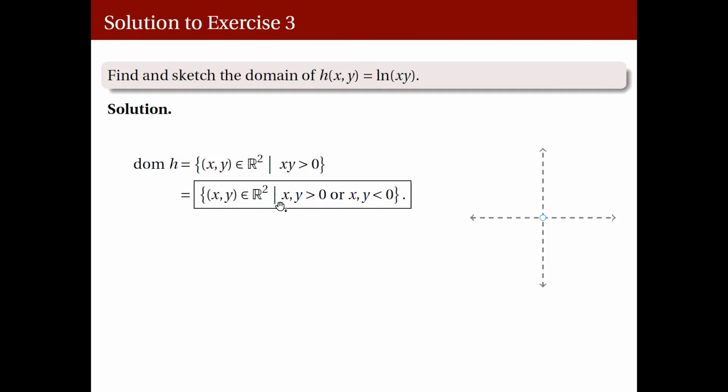And finally, we have x and y greater than 0 for the first case. So all such points with that property lie in quadrant 1, like this. Also, for x and y less than 0, all such points with x and y negative lie in quadrant 3. So that's going to be the domain of h of xy equal to ln of xy.